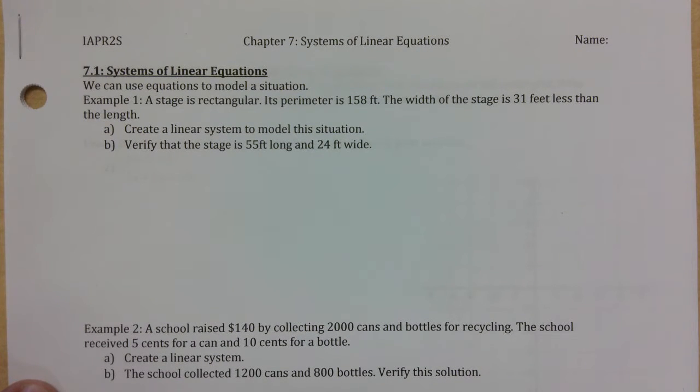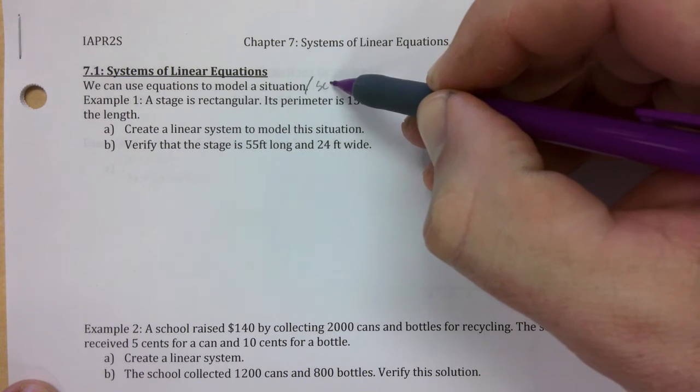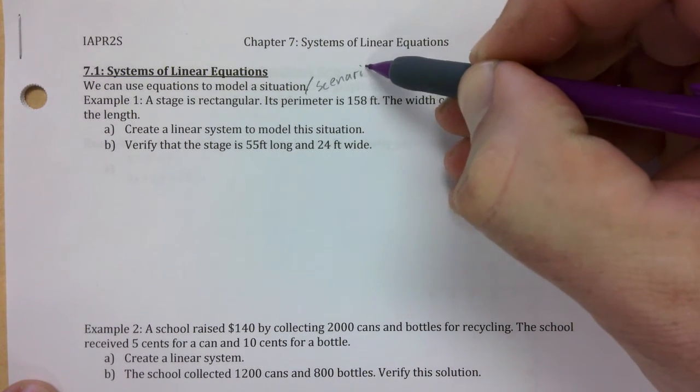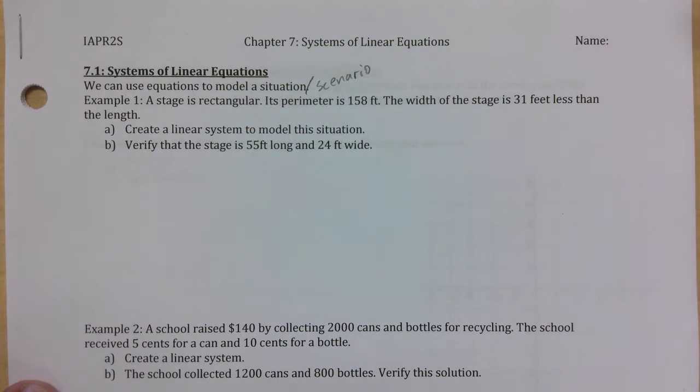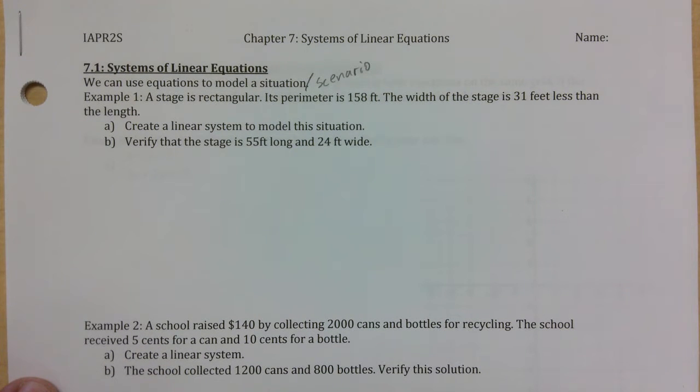Okay. 7.1 systems of linear equations. We can use equations to model a situation or scenario. Okay, and so that's what we're going to do here. And we go the same way as before. If the variables have not been defined or introduced, then we do so before we come up with our equations.